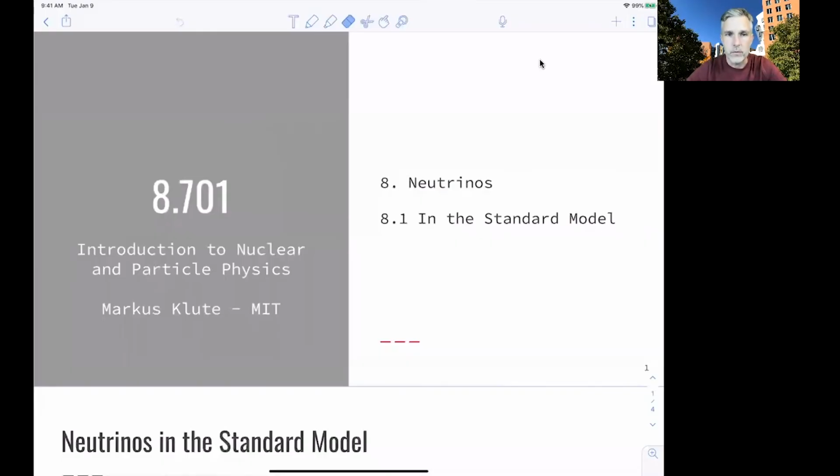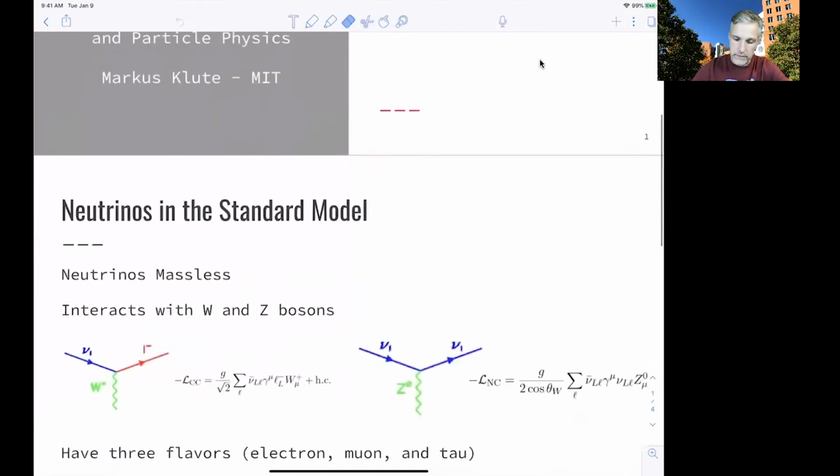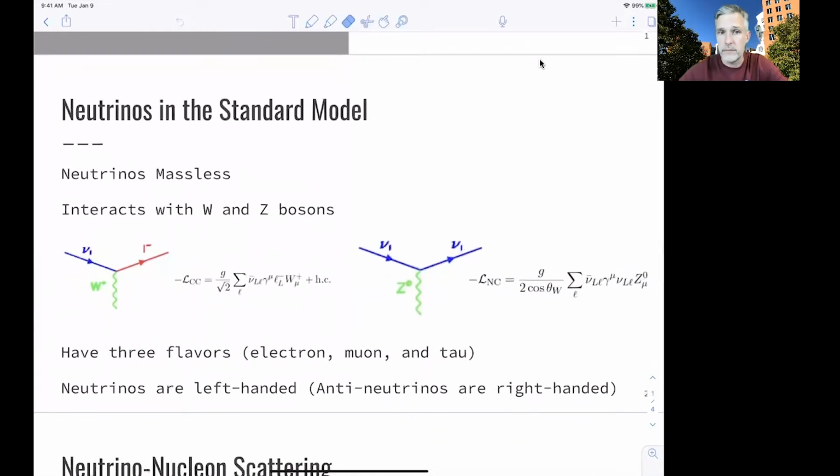Welcome back to 8.7.01. In this chapter, we will talk about neutrinos and we'll start the discussion with a relatively simple introduction. How does the neutrino look in the standard model and how does it interact? We have discussed the neutrino already quite a bit, so this is more or less a summary.